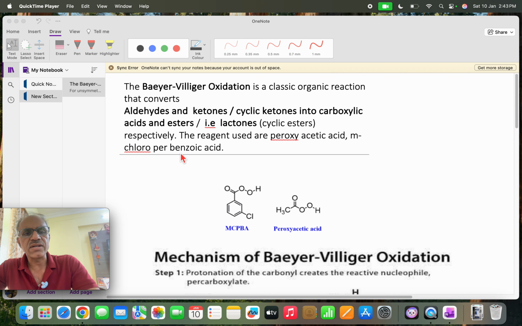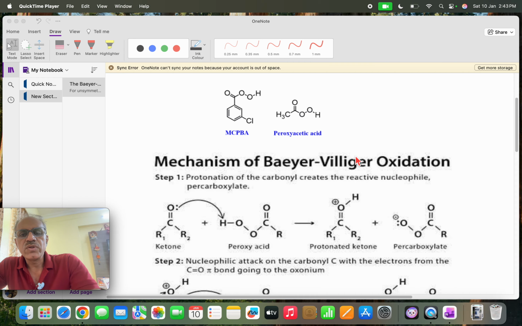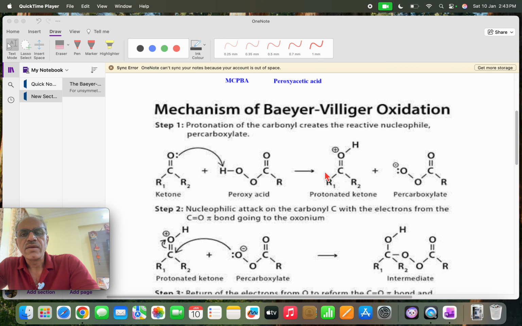So aldehydes are converted into carboxylic acids, straight chain ketones are converted into straight chain esters, and cyclic ketones are converted into lactones, which are nothing else but cyclic esters, in the presence of very specific reagents like peroxyacetic acid, which has an O-O peroxide linkage, and a very important reagent, metachloroperbenzoic acid, which we generally refer to as MCPBA. We will go through the mechanism first. The mechanism is very simple. It's a 4-step mechanism.